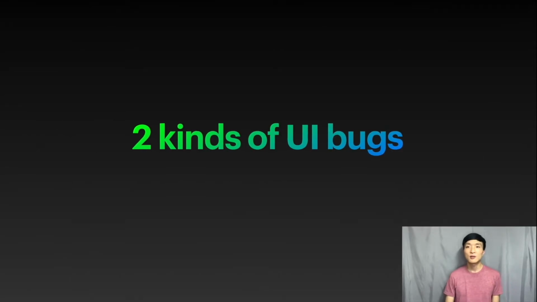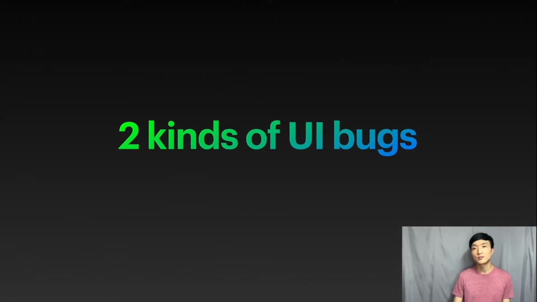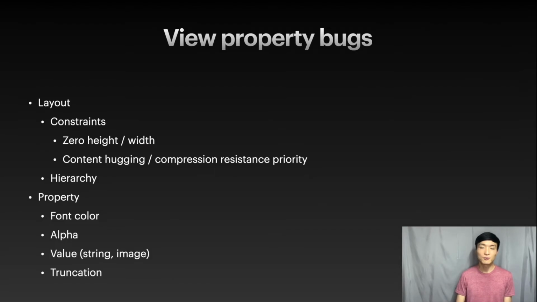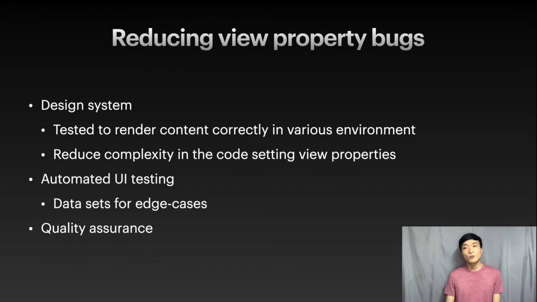UI-related bugs can be classified into 2 kinds. The first kind is view property bugs. These bugs are related to the properties of the view itself, like wrong constraint or hierarchy, preventing content to be rendered, or property values like font color or alpha, which make it invisible or hard to be distinguished from the background. There are several ways to reduce view property bugs.